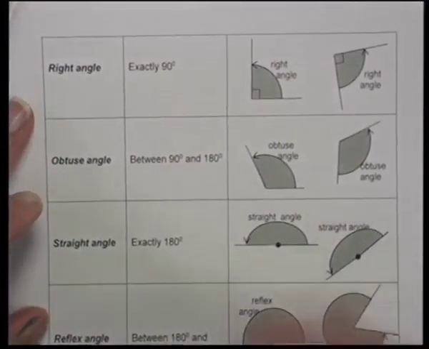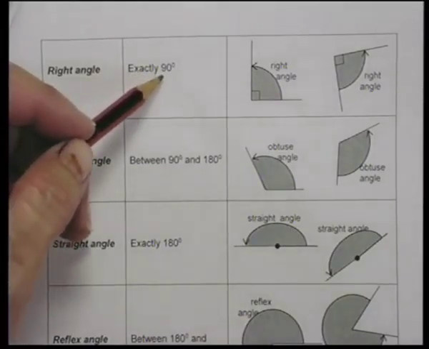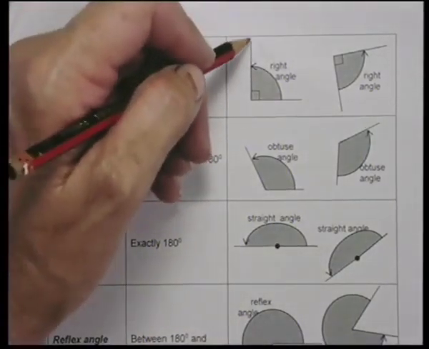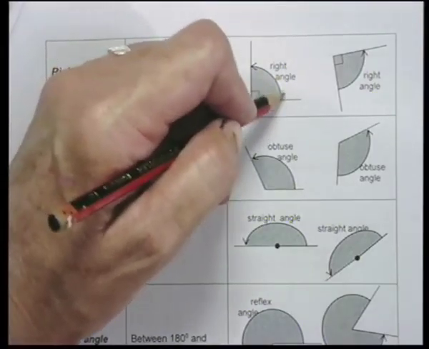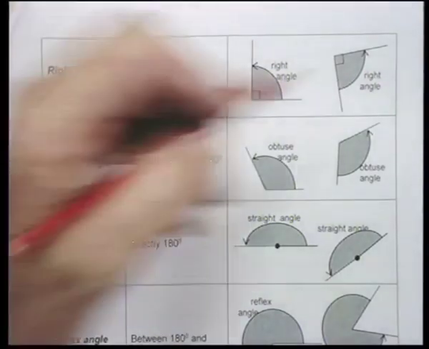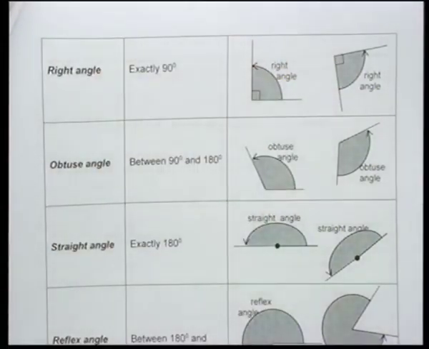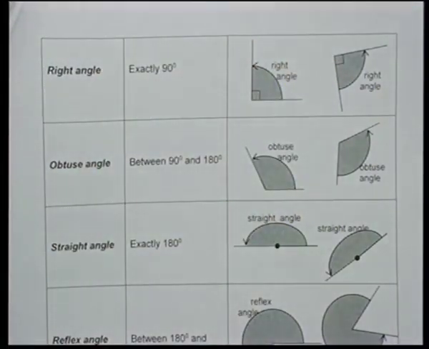And then the right angle, it is exactly 90 degrees. The vertical line and the horizontal line are meeting each other at 90 degrees and show your angle. And that could also be a 90 degrees angle, a right angle.